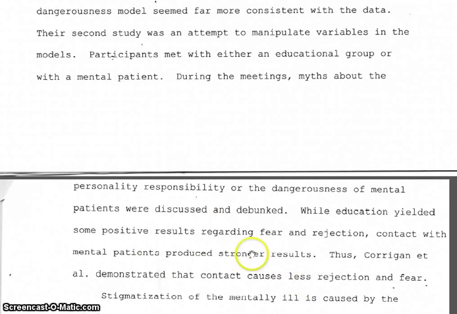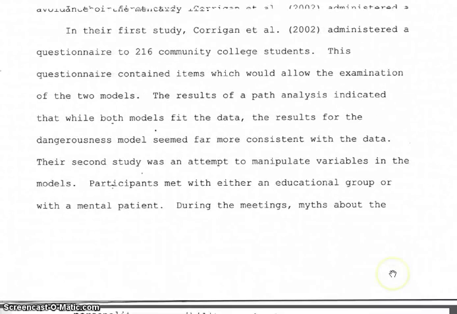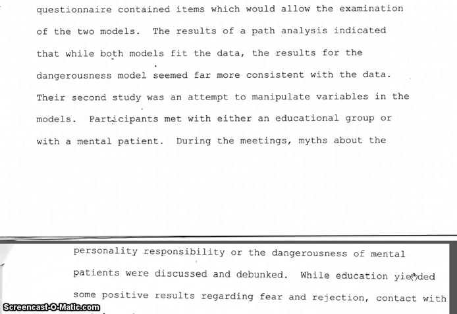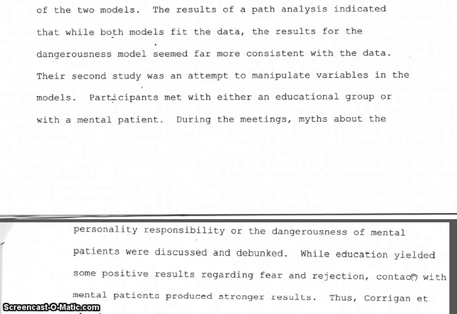Again, what are stronger results? What are some positive results? Thus, Corrigan et al. demonstrated that contact causes less rejection and fear. Again, a critical reader is going to look at this and say, well, I know some of the fundamentals of this research, of these two studies that were done and that were reported, but I don't have any numbers to really explain to me what the findings were.